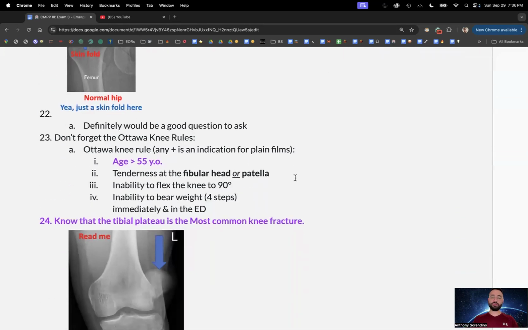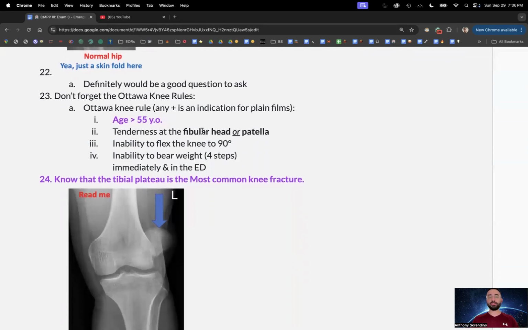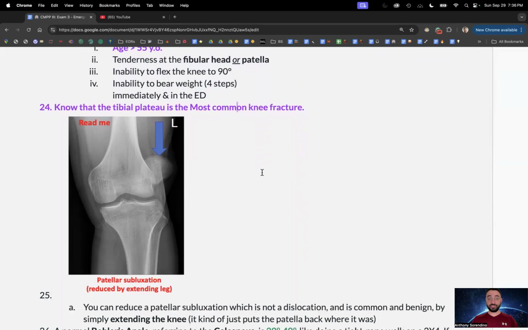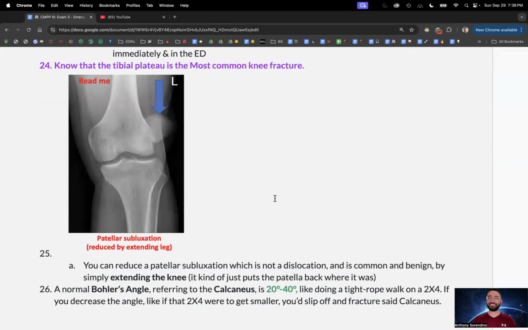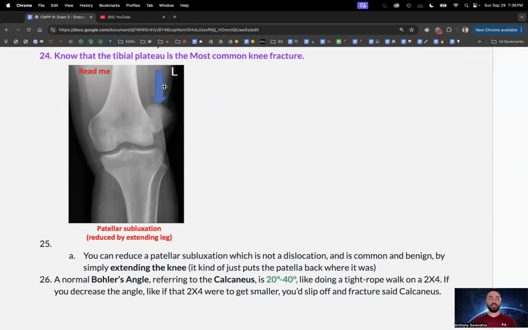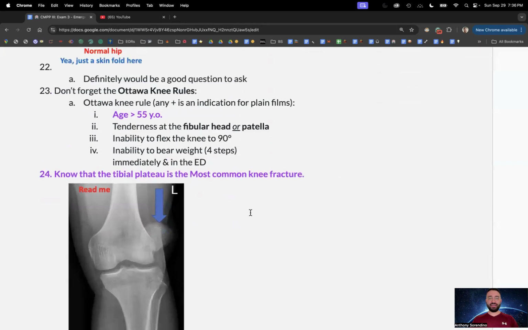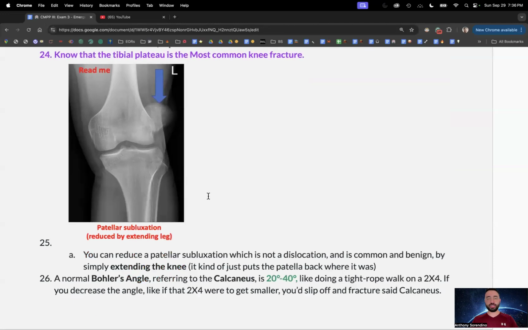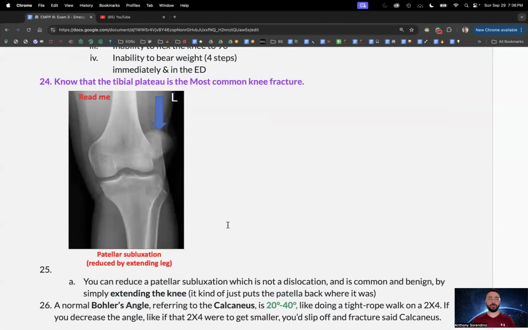Ottawa knee rules, taking the L on that. It's criteria nobody ever uses. I will happily miss the question on that because I just don't care, honestly. It's just not worth the time. Yeah, whatever. Inability to bear weight for 4 steps, get an X-ray. You're going to get an X-ray anyway. It's not that much radiation.